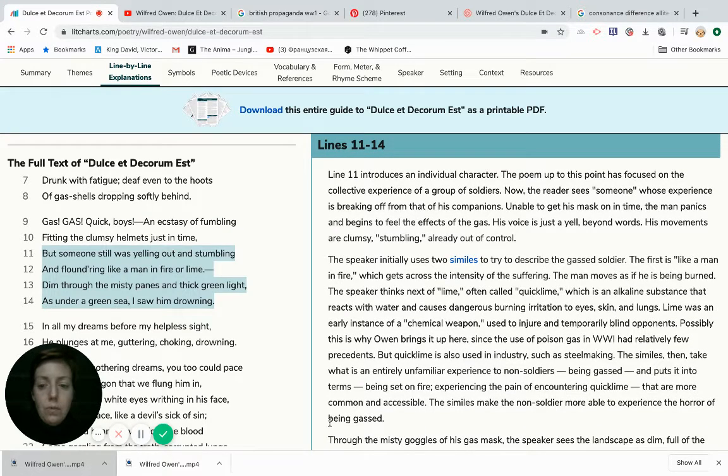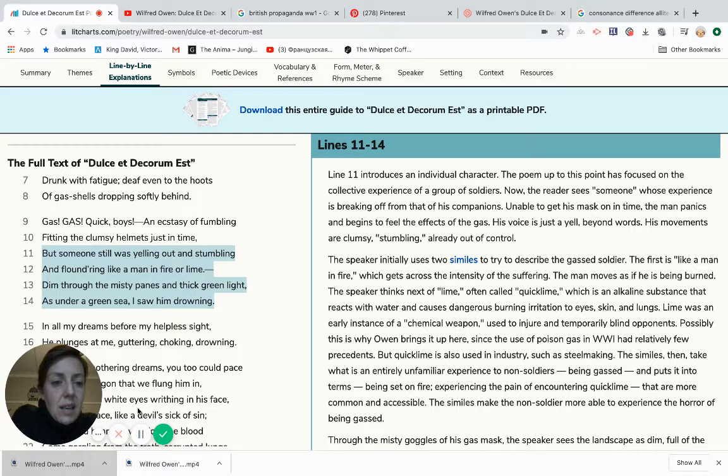Lines 11 to 14. Line 11 introduces an individual character. The poem up to this point has focused on the collective experience of a group of soldiers. Now the reader sees someone. If we read the lines, it says, "But someone still was yelling out and stumbling and floundering like a man in fire or lime, dim through the misty panes and thick green light, as under a green sea I saw him drowning."